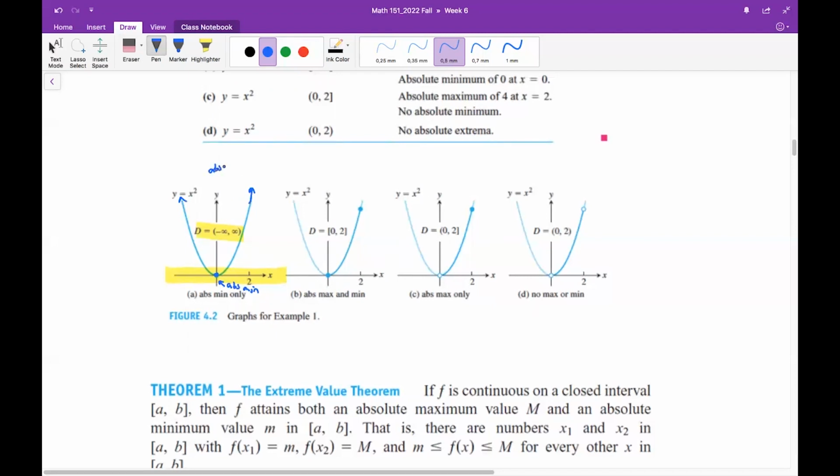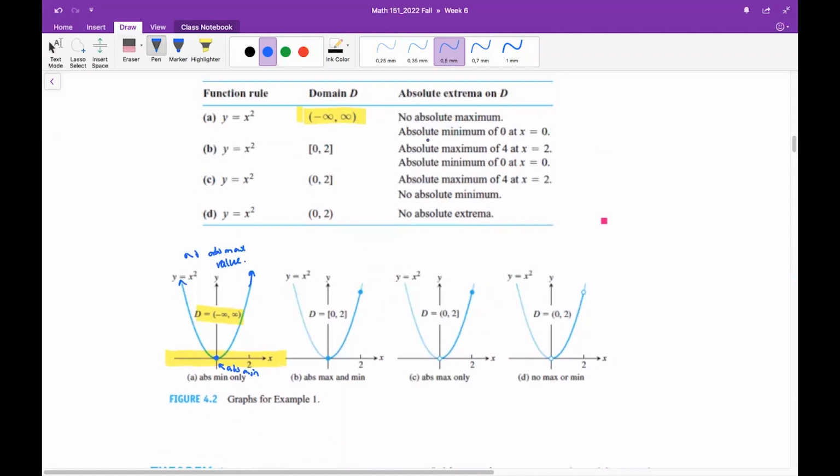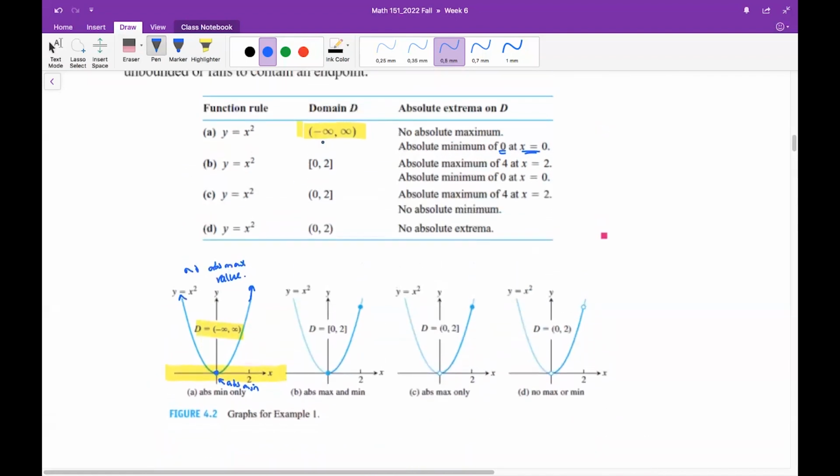So there is no absolute maximum value of this curve, which is the y equals x squared curve over this domain. No absolute maximum, but there is an absolute minimum value. What is that value? It is 0, and it is attained at x equals 0, of course. So now we will change the domain.